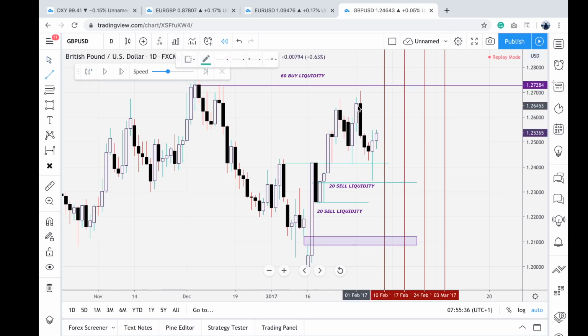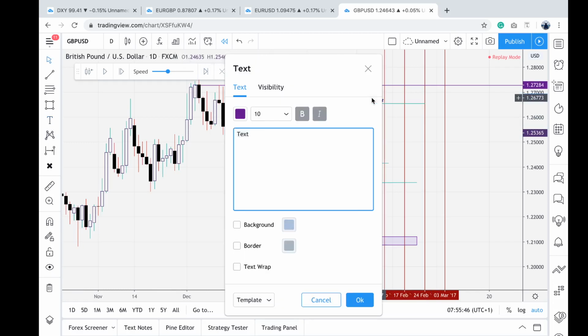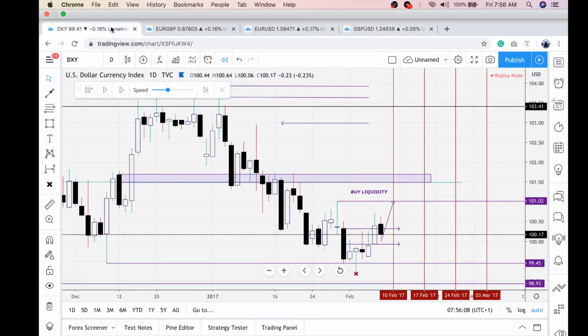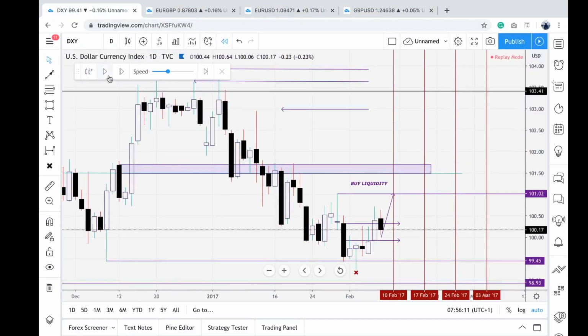So let me actually identify this small little range. This is a range high, whereby liquidity would rest around that range high. So let's identify buy liquidity around that range high. And we basically just got into sell liquidity at the range low. There's also a very shallow block at this level. So let's see how price reacts to this level. Let's see what the market actually does. Let's play forward.